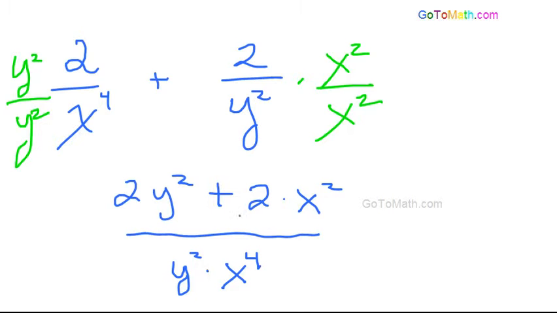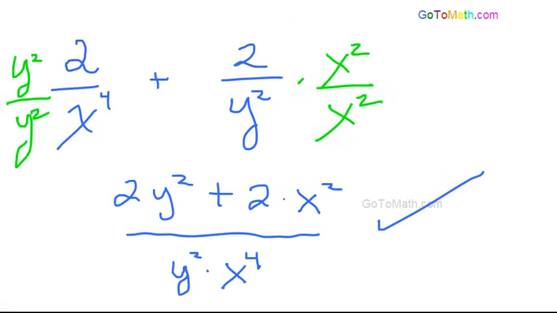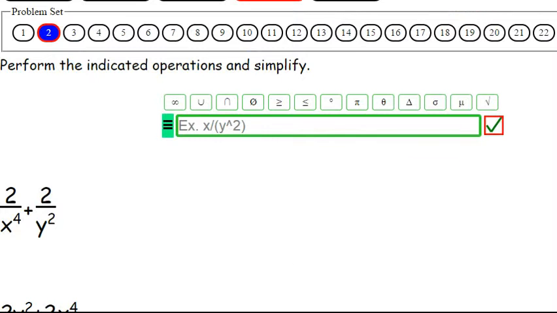And if you want, you could actually factor out 2 if you want to do that. Okay, so there you go, and it doesn't matter if you write x to the fourth first and then x squared here, it doesn't matter. All right. So let's see what happens here. 2y squared plus 2x squared. Wait a minute.